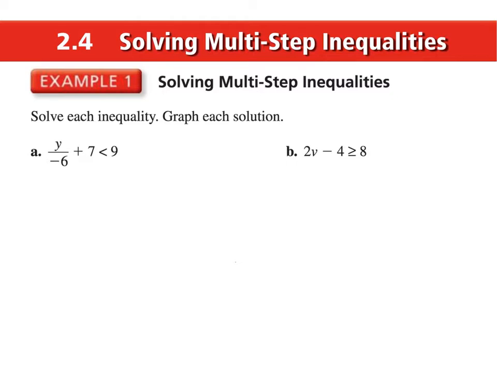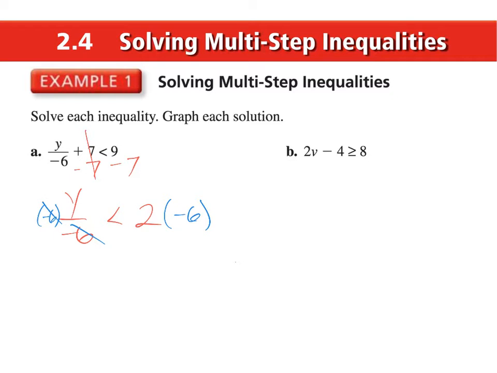All right, first thing I need to do is isolate the term with the variable. So I need to get rid of this 7 here. I'm going to subtract it over. And next step is to get the variable by itself. I'm dividing by -6, so now I will multiply by -6 on both sides.